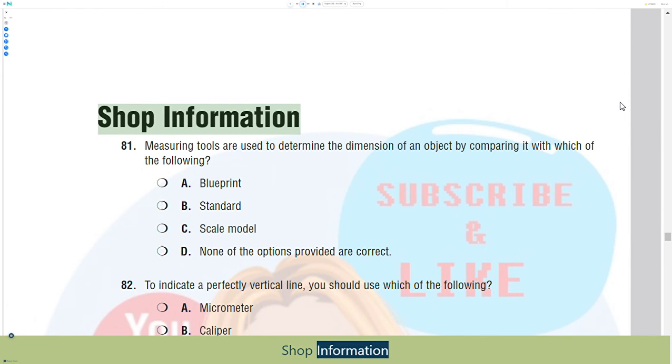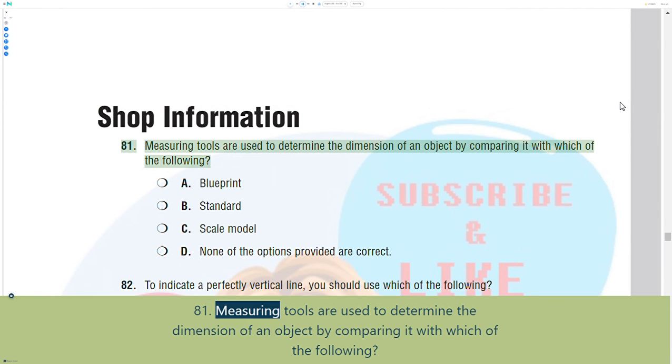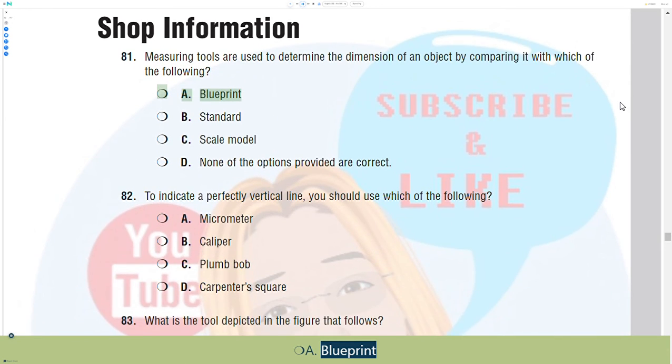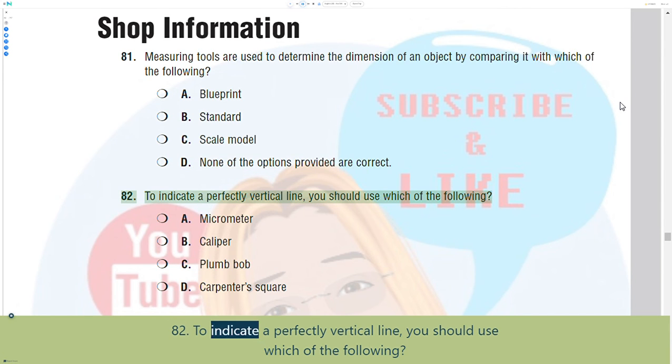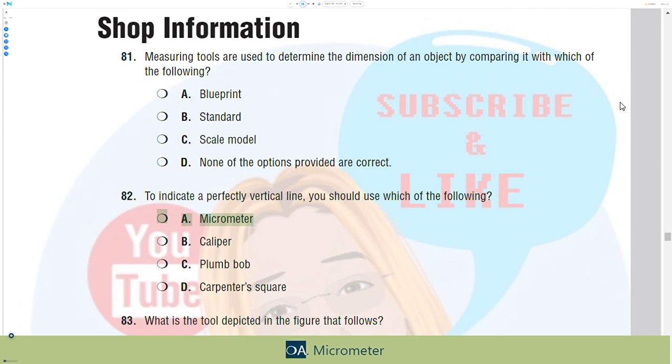Shop information. 81. Measuring tools are used to determine the dimension of an object by comparing it with which of the following? A. Blueprint. B. Standard. C. Scale model. D. None of the options provided are correct. 82. To indicate a perfectly vertical line, you should use which of the following? A. Micrometer. B. Caliper. C. Plumb bob. D. Carpenter's square.